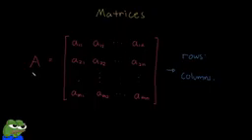Now this is how we represent matrices in general. Okay, so this on your screen right now is an m by n matrix. So it has an m number of rows and n number of columns.